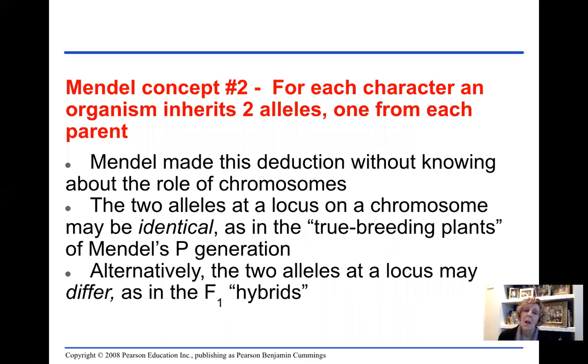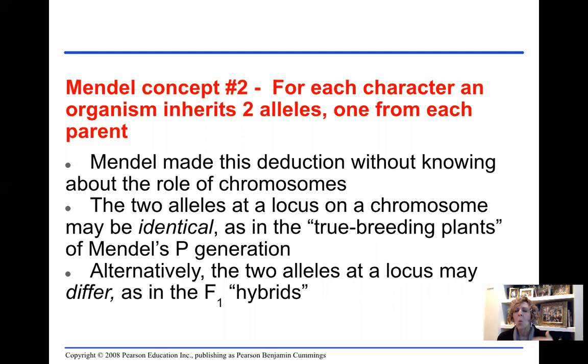Mendel's other concept was that for each characteristic, an organism always inherits two alleles. And one of these is from each parent, right? So he made this deduction, which is so interesting. He made this deduction without really knowing the roles of chromosomes. He did it because he saw the statistical ratios that kept coming up, and he made that leap in his mind. Well, this must be why.